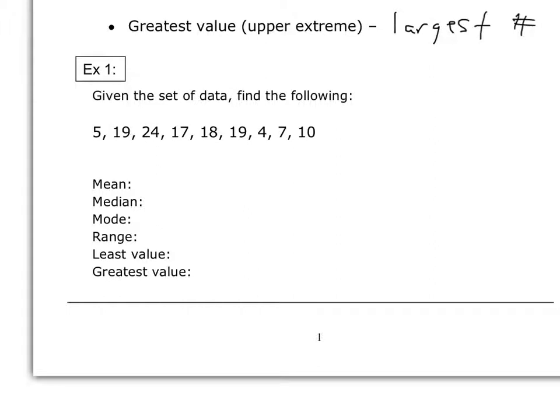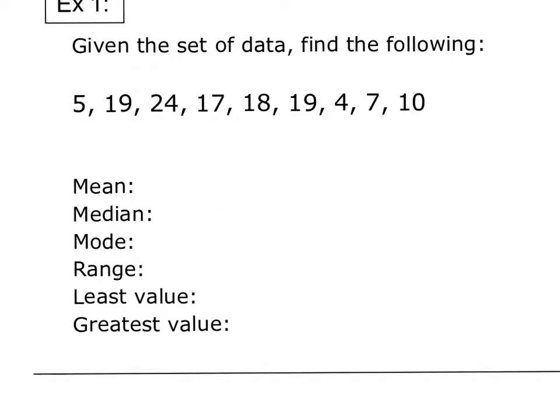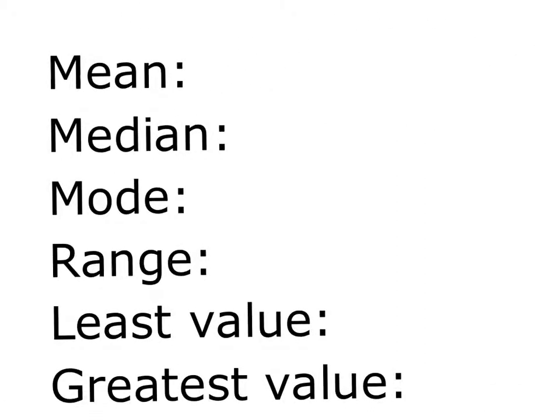Okay, so if you were to find your mean of these numbers, you simply have to add them up and divide by however many numbers there are. So if you take your calculator and you add these up, you get 5 plus 19 plus 24 plus 17 plus 18 plus 19 plus 4 plus 7 and plus 10. Okay, so if you get that, you then have 123.